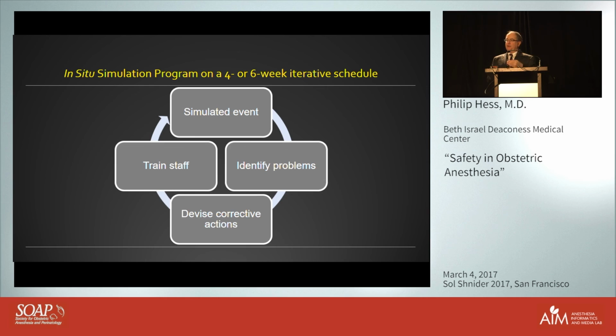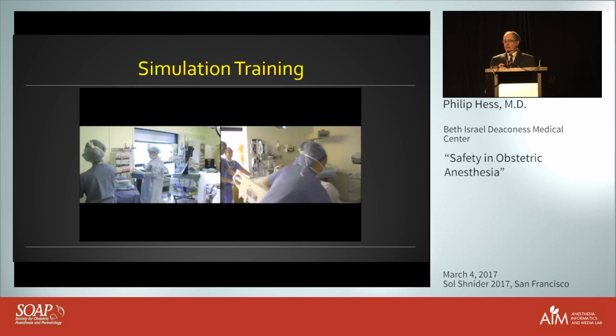We would go through the stat C-section, bring them all, do debriefing, identify what problems occurred. Then we would take time to go through the process and devise corrective actions. And then there was a few weeks of training staff on what those corrective actions were, and then we would test it again. This had nothing to do with training people to act better. This had to do with figuring out why our system stunk.